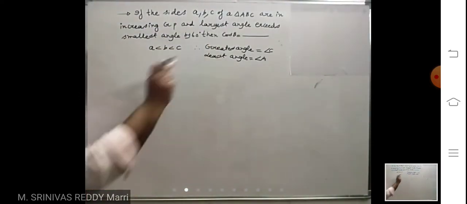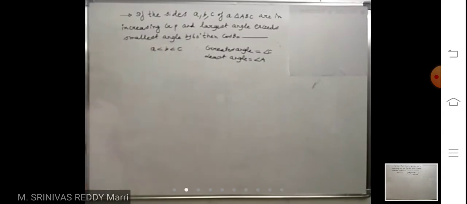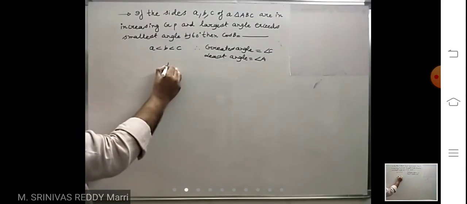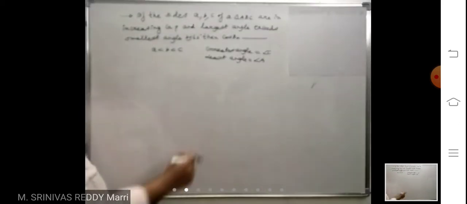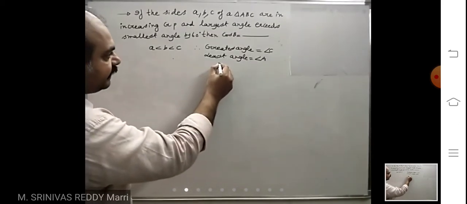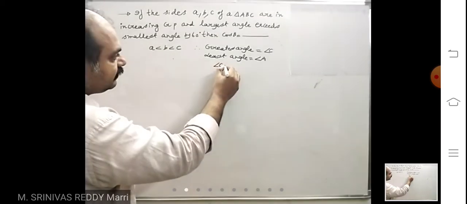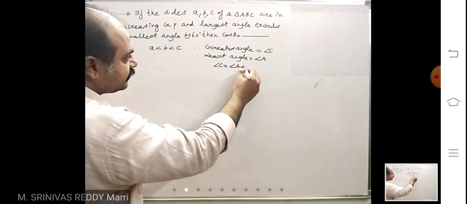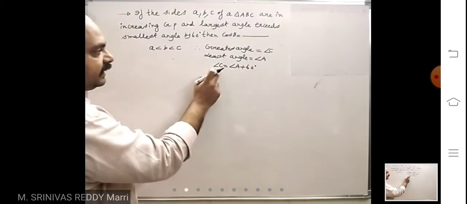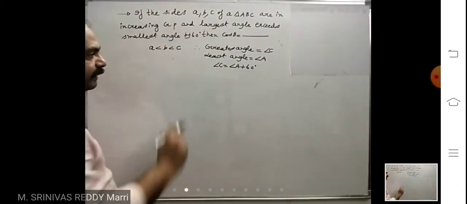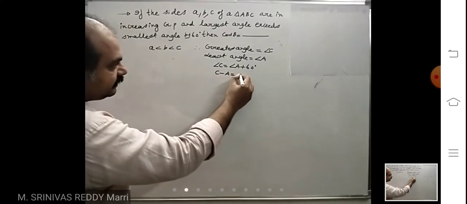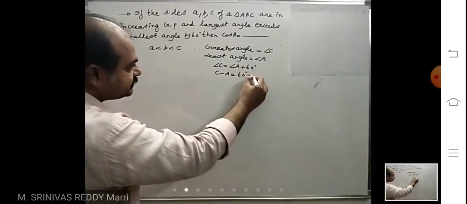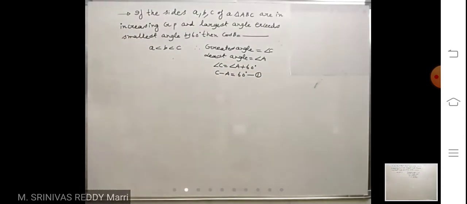So from this information, you can say that, because they are increasing, and also given that they are in GP, ABC are in GP means B square, and also given that greatest angle exceeds smallest angle by 60 degree. Given that angle C equals angle A plus 60 degree. That means C minus A is nothing but 60 degree. Let us say this is the first equation.